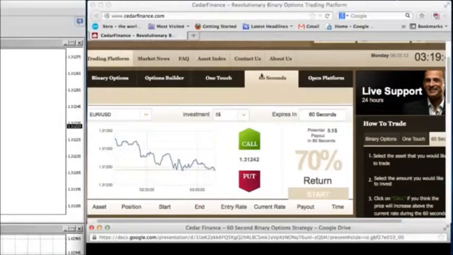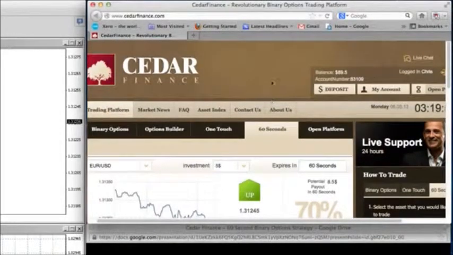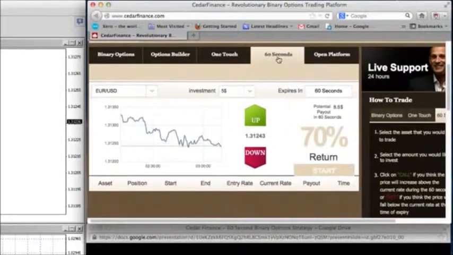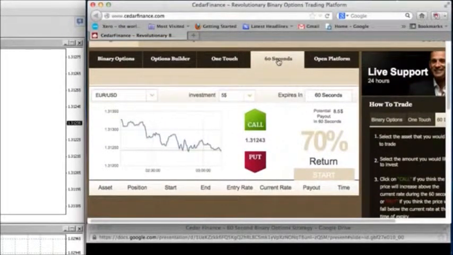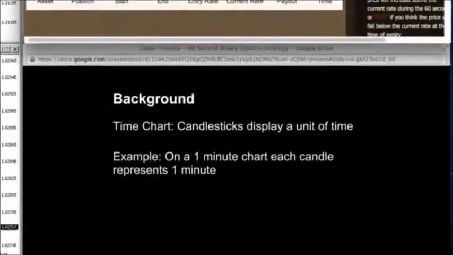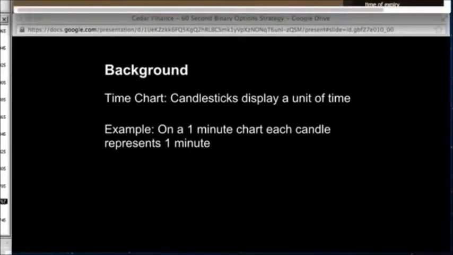Also in this window here, I've got Setter Finance open and logged in. I'm on this 60 seconds sub page. Here I can select the different currencies that I want to choose, my investment amount, $5 is the minimum, and up or down, and I'm getting a 70% return on the Euro USD, for example. If I bring up the AUD USD, it's also the same 70% return on any investments.